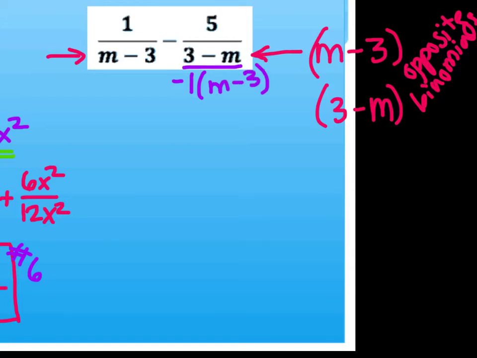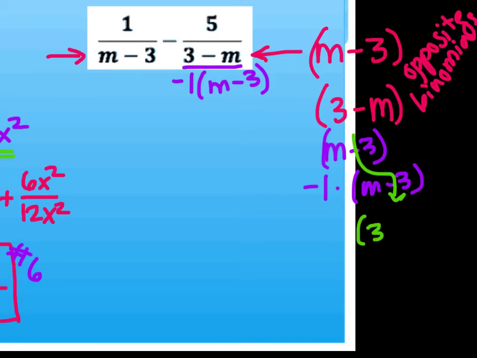So now all we need to pay attention to is finding that LCM, our least common multiple, which is going to be pretty easy to find. We have m minus 3 for one of our denominators, and the other one is negative 1 times m minus 3. Since we already have an m minus 3, we have that for part of our least common multiple. And our other part of our LCM is this negative 1. So we are going to now write our rational expression with an equivalent form of 1 multiplying everything.